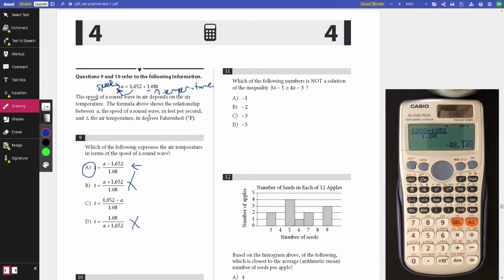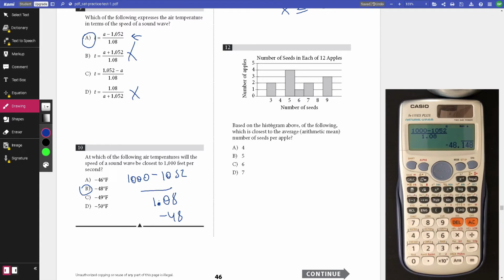Number 11. Which of the following numbers is not a solution to the inequality? So we can solve this inequality by subtracting 3x on both sides and adding 3 on both sides, and we can see that -2 is greater than or equal to x. An easier way to read this would be like that, and the only number that's not less than or equal to -2 is -1, so that's A. Answer is A.